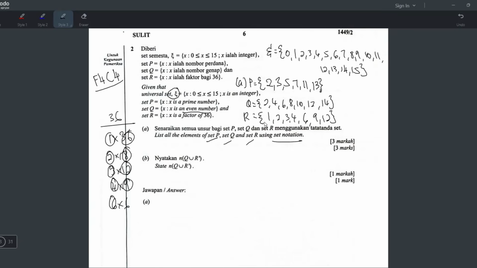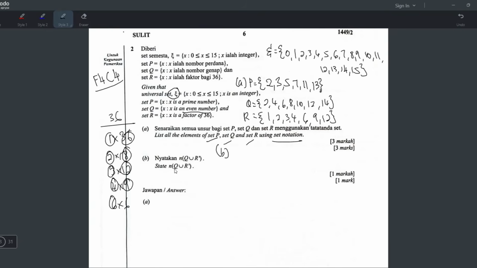Remember, you have to do this even if the question never asks you to. Even if the question never asks you to list in set notation, you have to list. Yeah, memang macam tu. If they give a set description, you have to change everything. You have to list out all the elements, even if the question never asked.